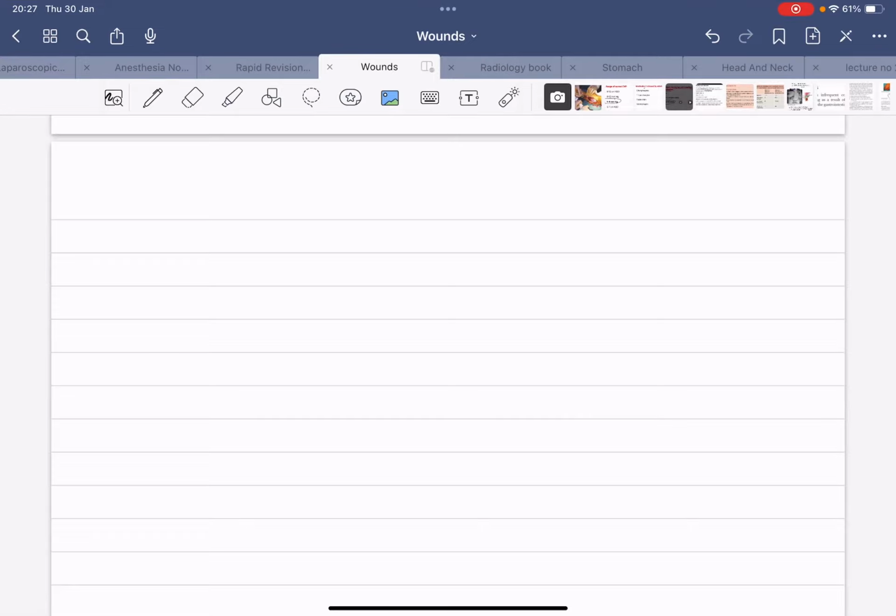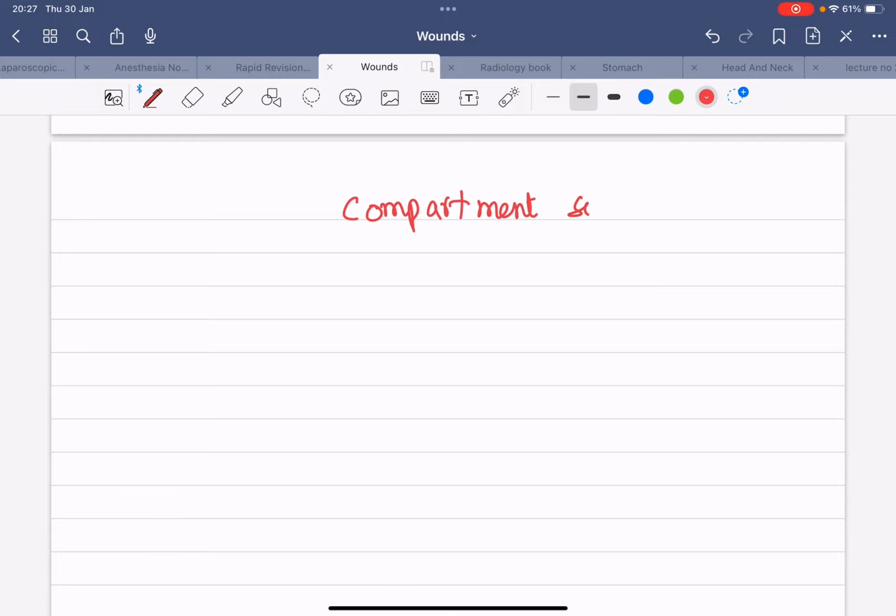Hello everyone. So today we are going to discuss compartment syndrome. Very important topic. You must know about compartment syndrome. So the number one point which you must remember is that it is a medical emergency.